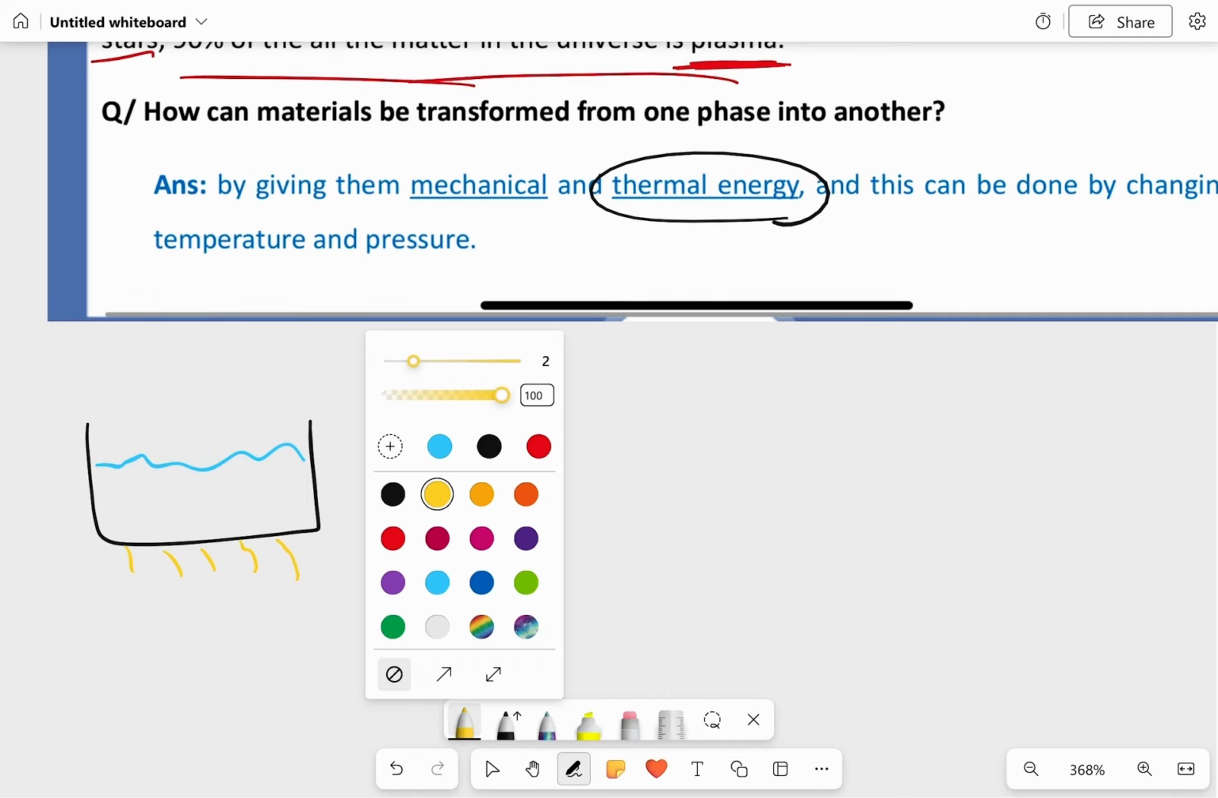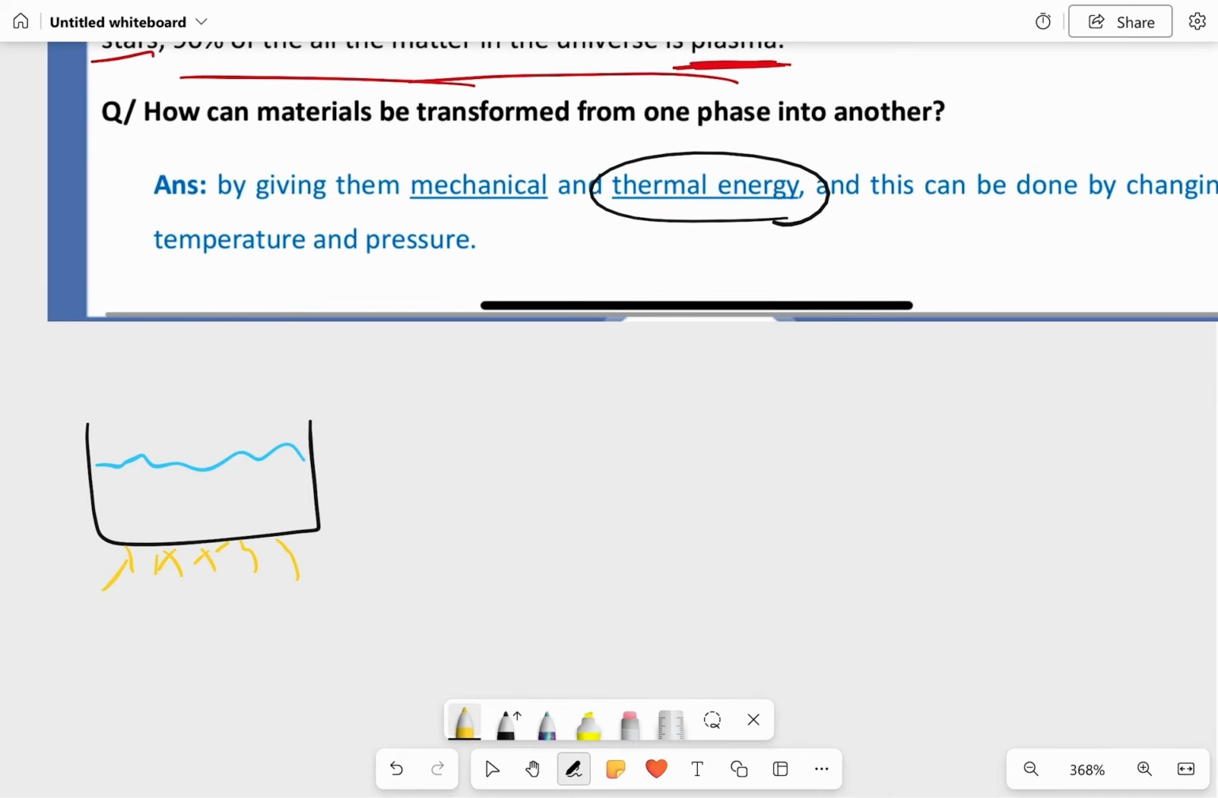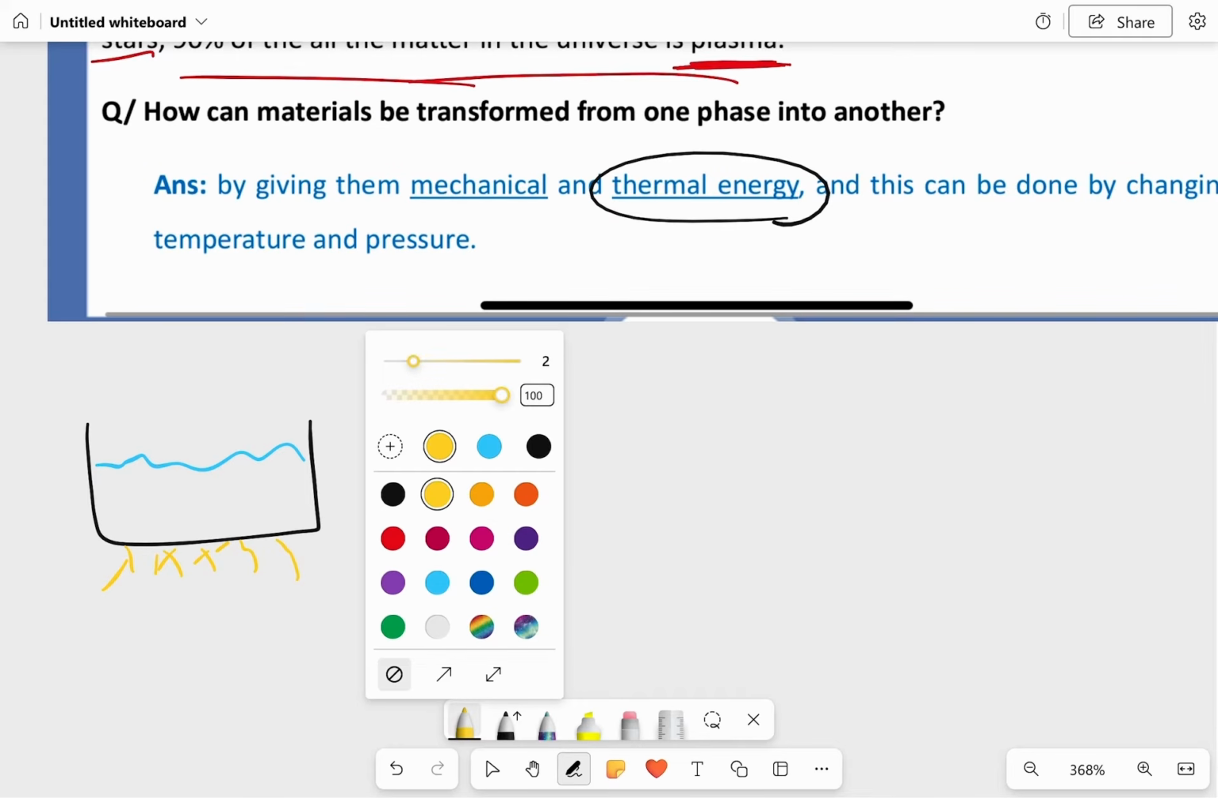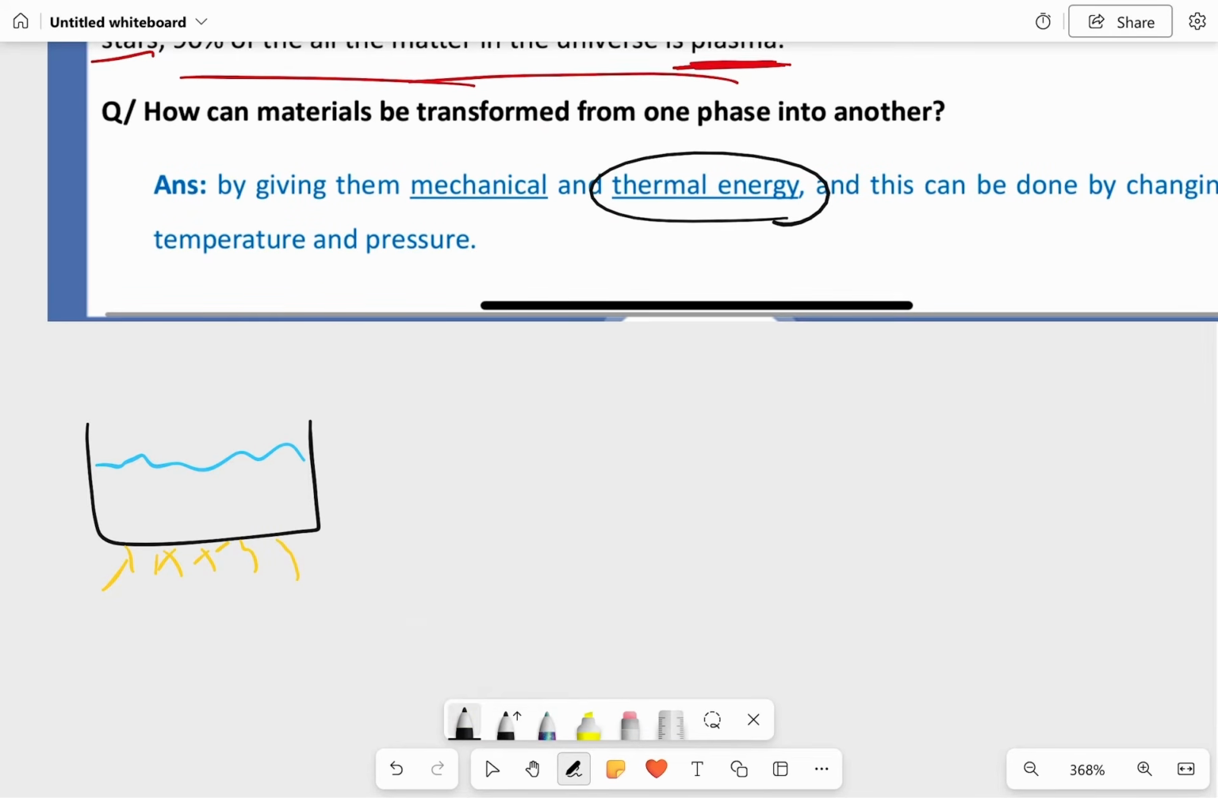By thermal energy, and we said it with thermodynamics, it was about heat and temperature. So you can give heat, okay? Basically when we talk about thermal energy, we mean heat. So if you put this on a stove, and you have ice in here, this is going to melt, and it's going to change its phase from solid to liquid and then to gas.